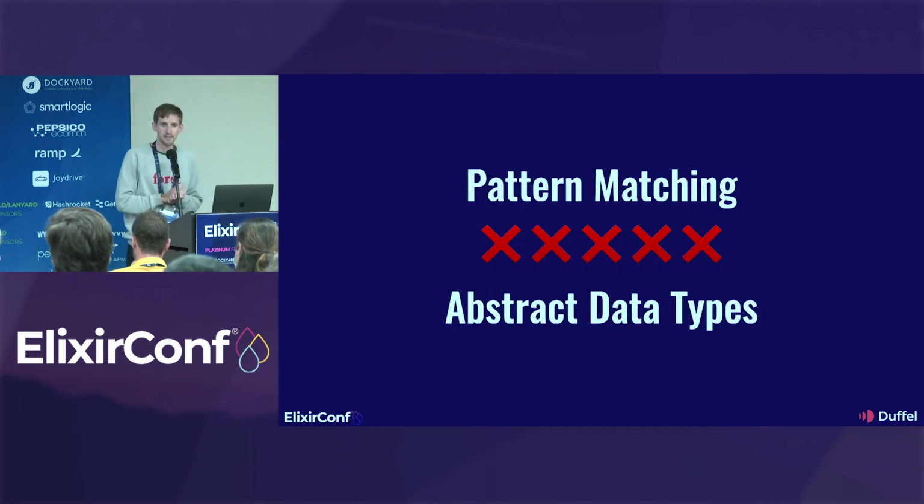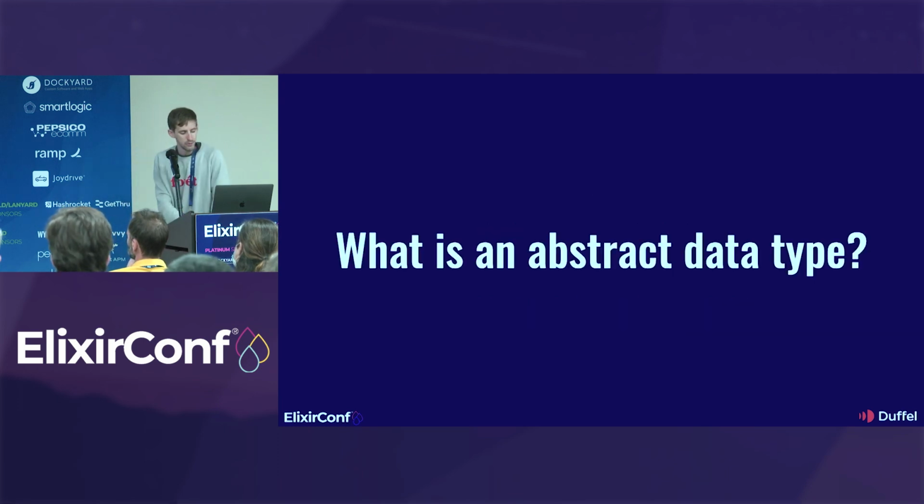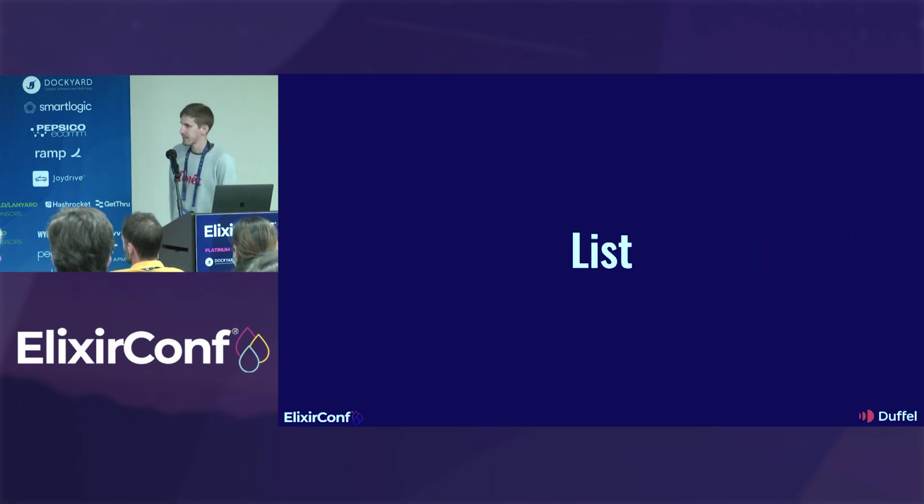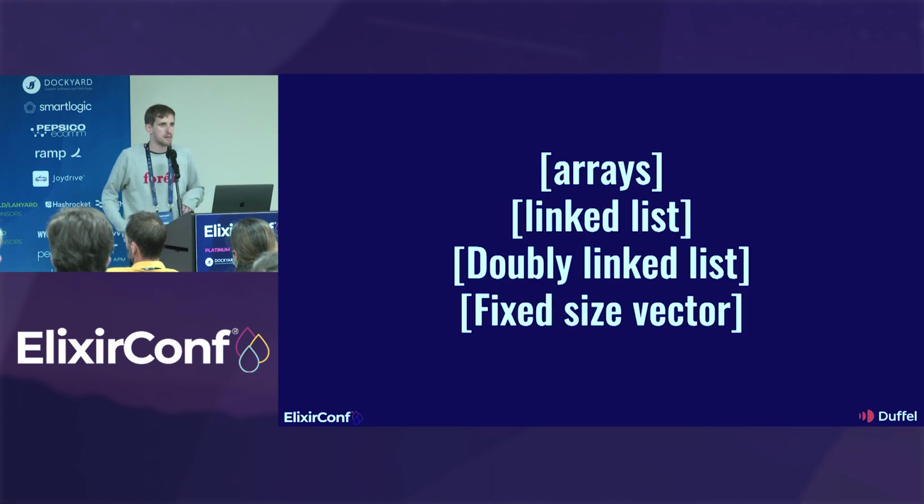And the problem here is that pattern matching doesn't get on with abstract data, okay? So what is an abstract data type, just to be clear? Abstract data is a data type where you can think of multiple implementations of this abstract idea. So for example, let's think of list. List is an ordered collection of stuff, yeah? There's many ways we can think of implementing that.